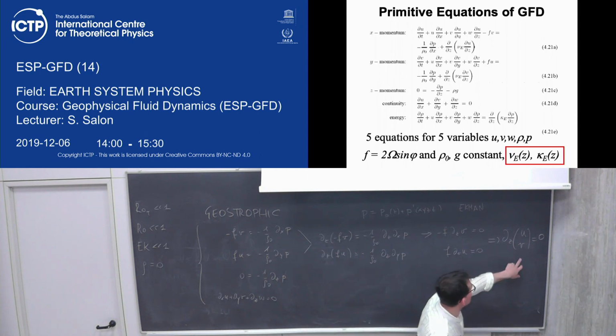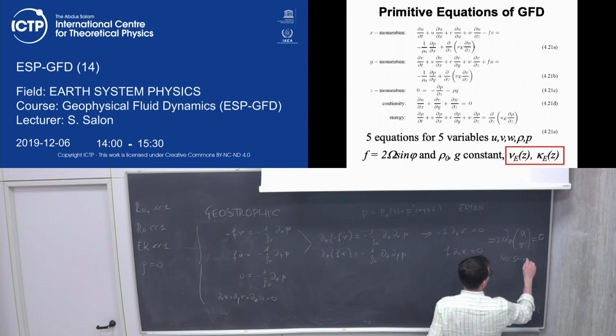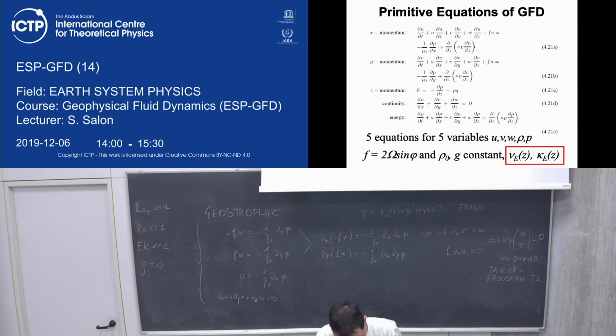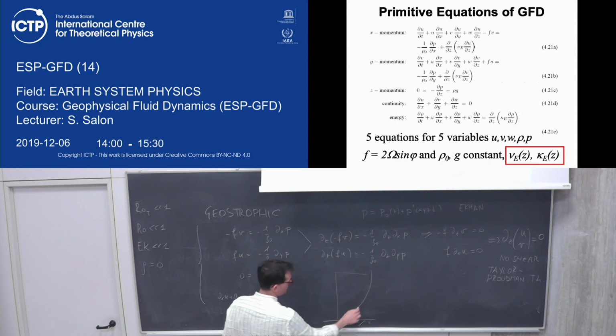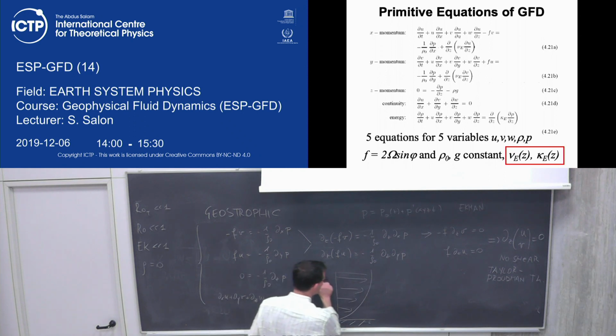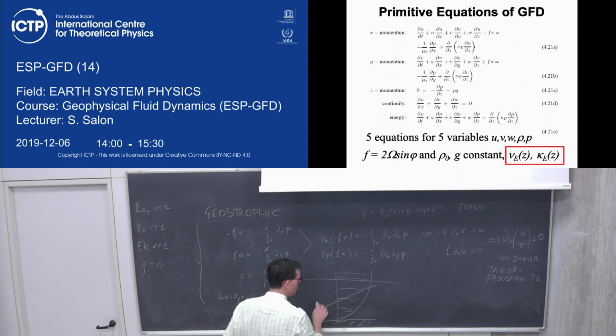The first thing that we have obtained is that geostrophic flow doesn't have shear. No shear. And this is also known as the Taylor-Proudman theorem. So what does it mean that there is no shear? It means that we cannot have something like we had before. This is shear. Shear is when you are close to a boundary. Now we are far from a boundary, so we are not considering this. This is not our business now.